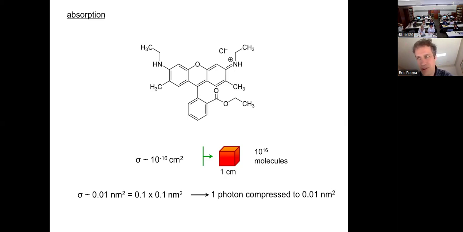And if you're interested in molecular sensing, you may have heard about plasmonics, surface plasmons. They do something like this. They compress the light to a very small scale, and at that scale, the interaction is much, much more efficient. And this is just one way to think about it.